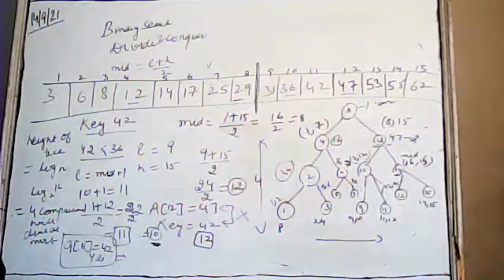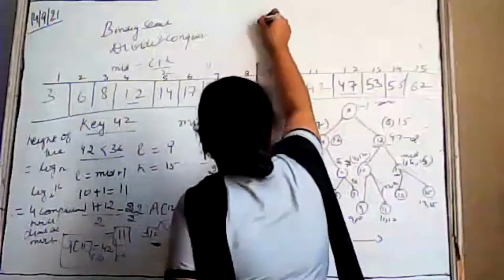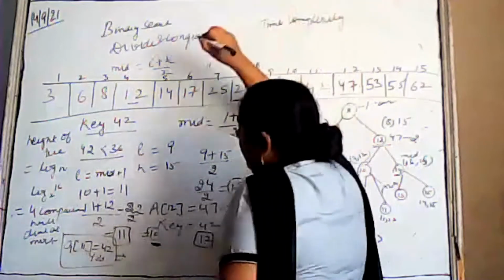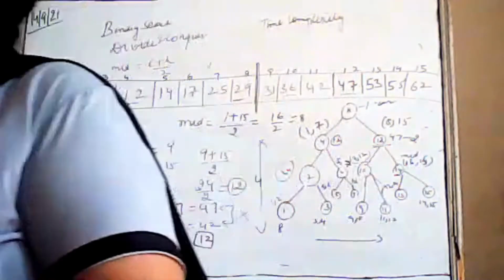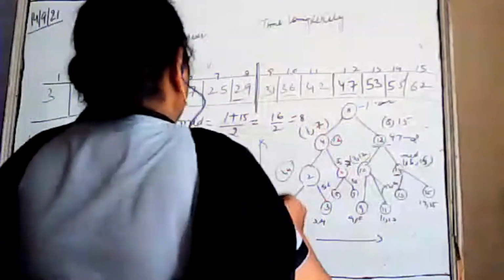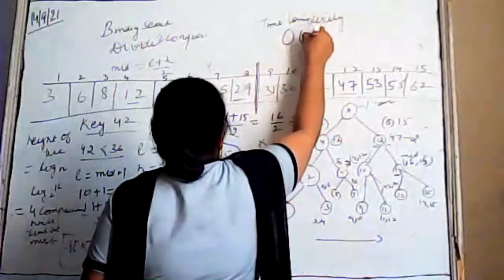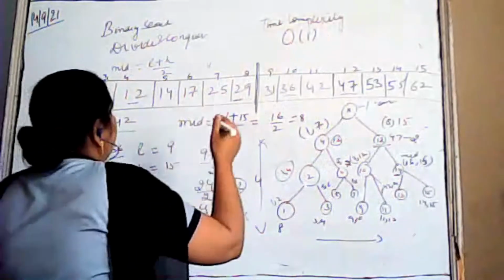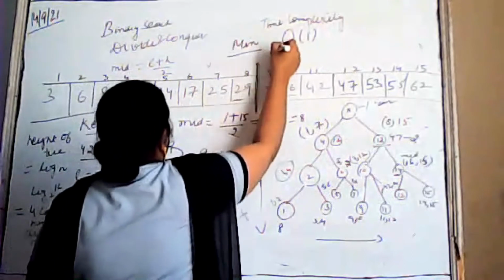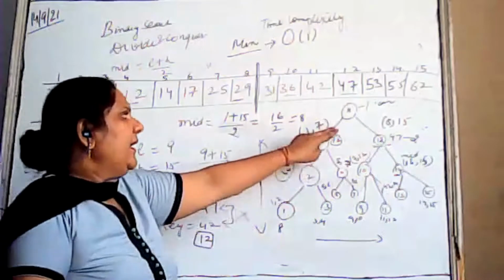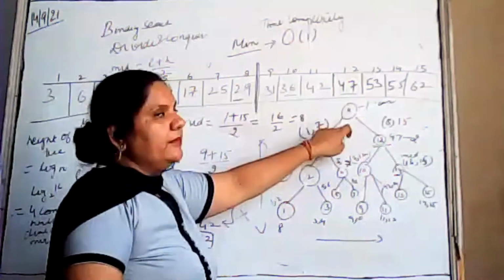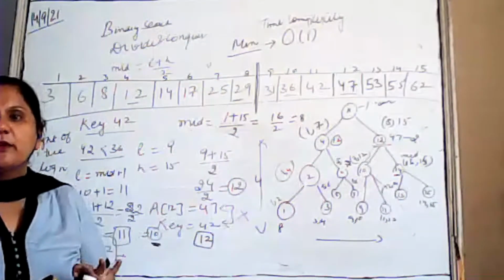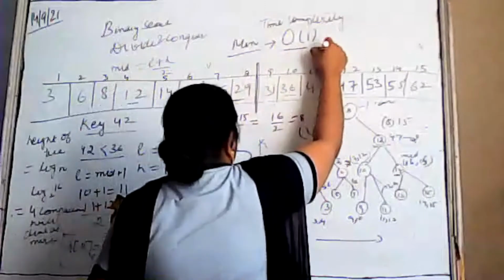Now, how about time complexity? If my element is found at the very first position, that means how many comparisons has it taken? Only one. Fine. So the minimum time would be order of 1, because if my element is found at the 8th position only, that is, I have bifurcated the list, I have found the middle and my element is found in the middle itself. So this is order of 1.